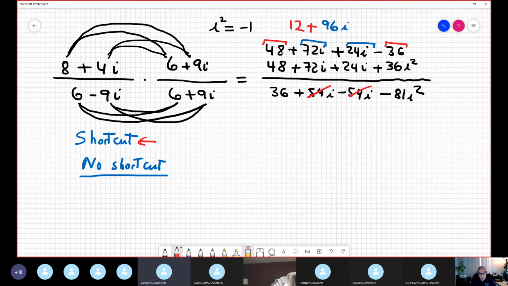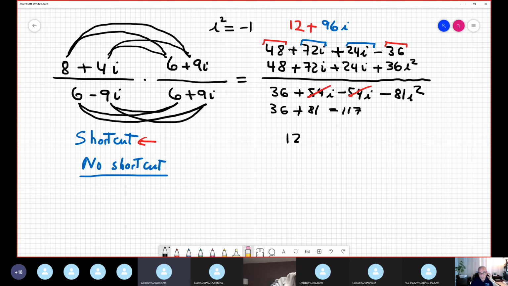Because I know this fact: when you multiply any complex number by its conjugate, the answer is real. So the imaginary part disappears. Definitely. And we have 36, and again, we have negative 81, but i squared is negative 1. So the double negative becomes positive. So 36 plus 81 is 117.